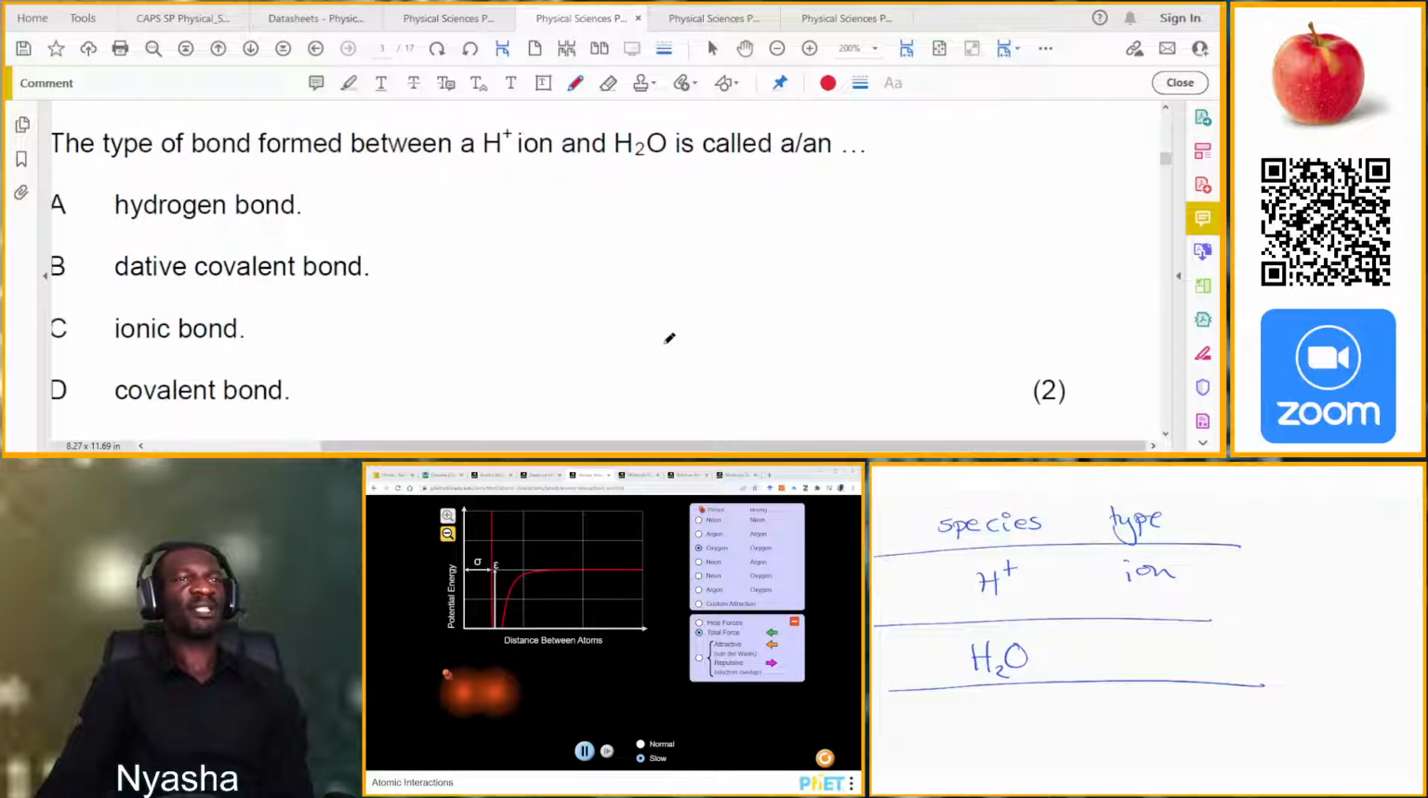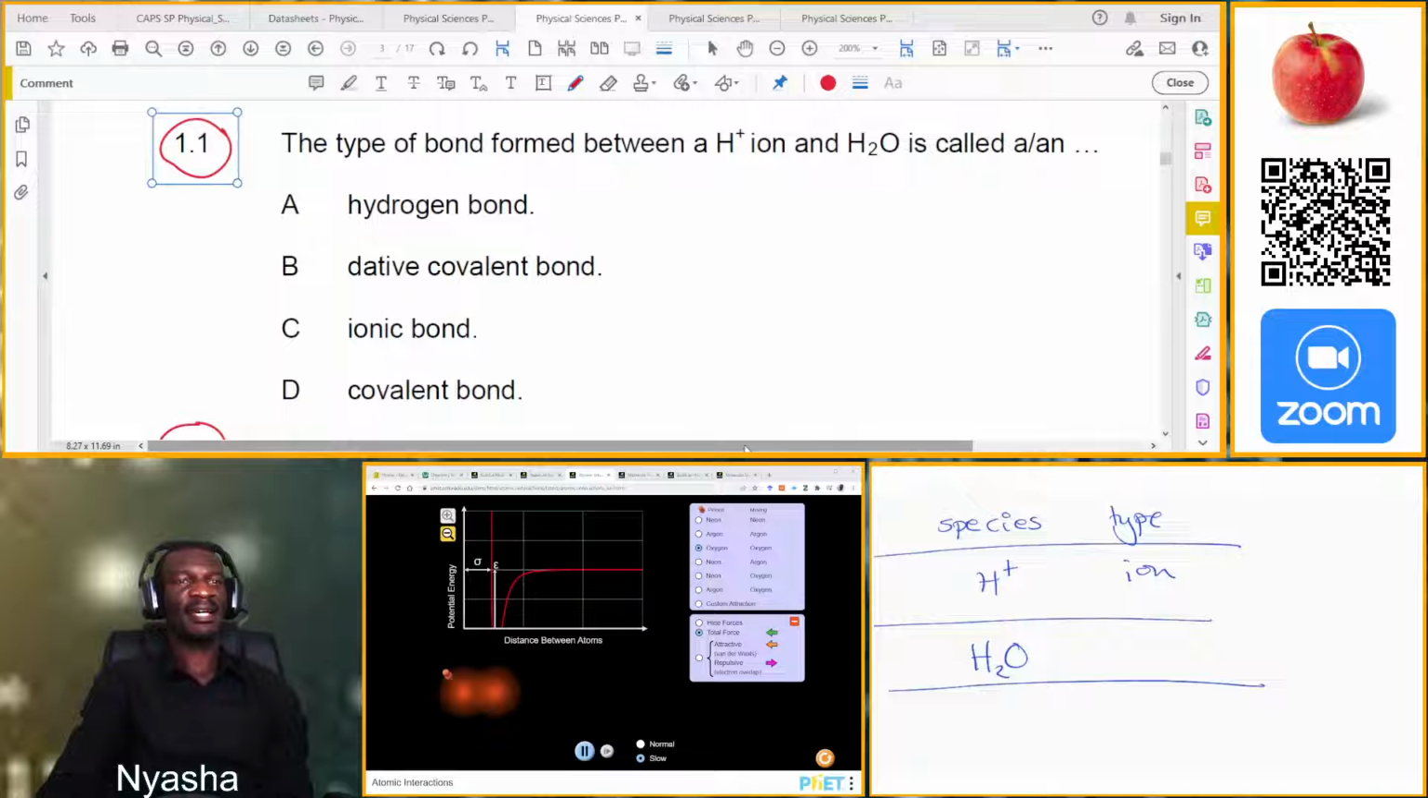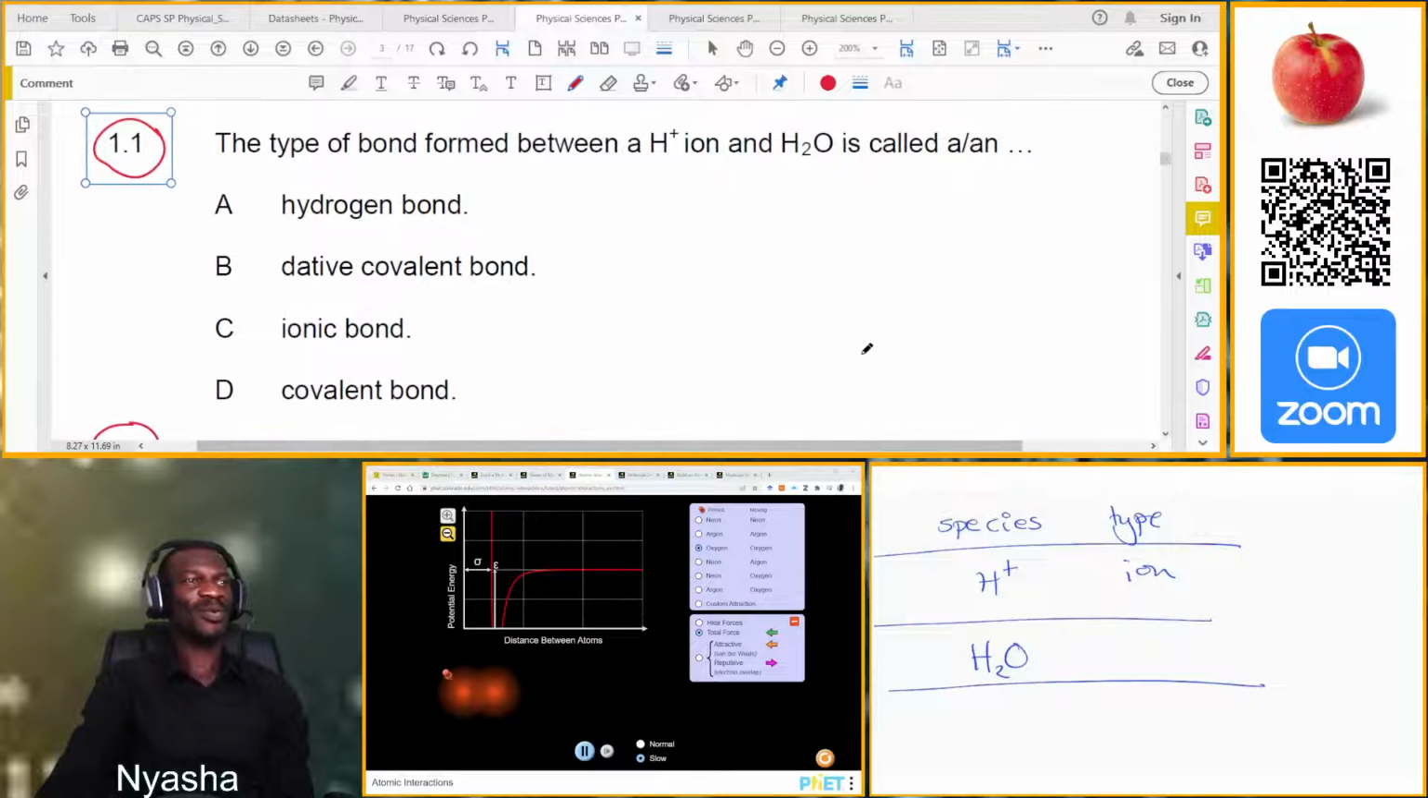What type of species can we put water in? Is it weakly polarized? Is it non-polar? Is it strongly polarized? What type of species is water?